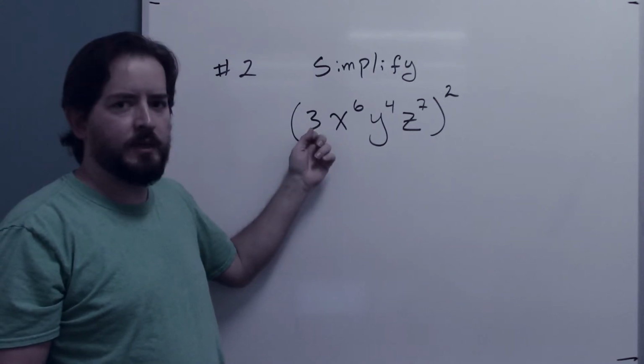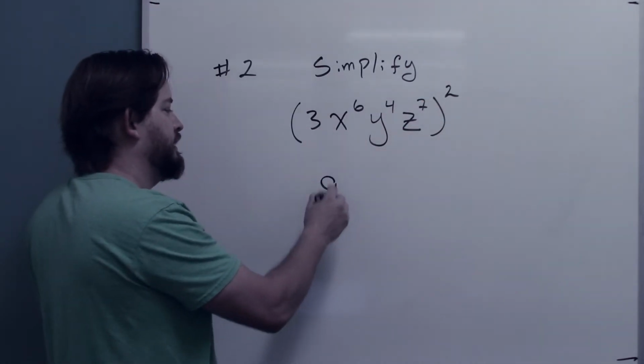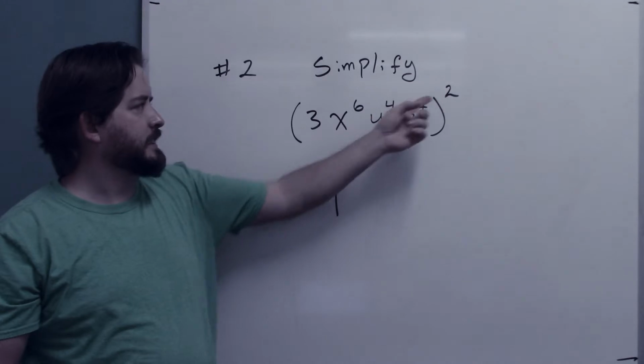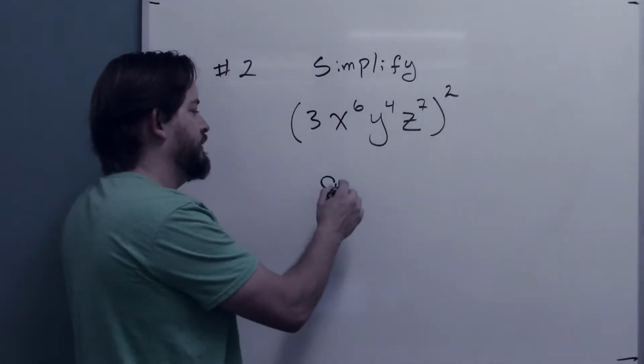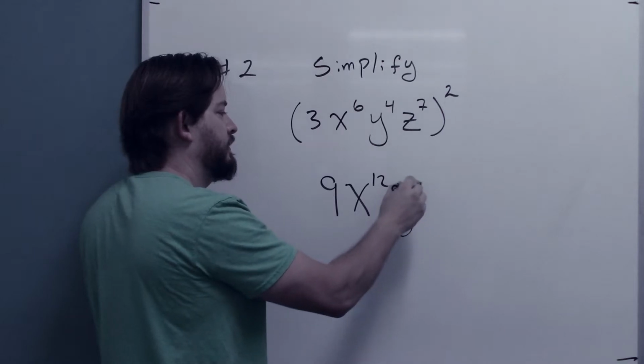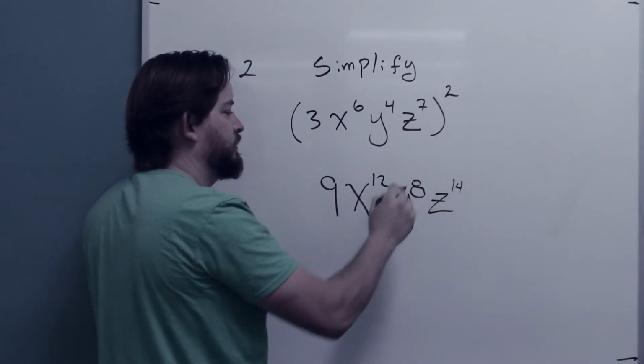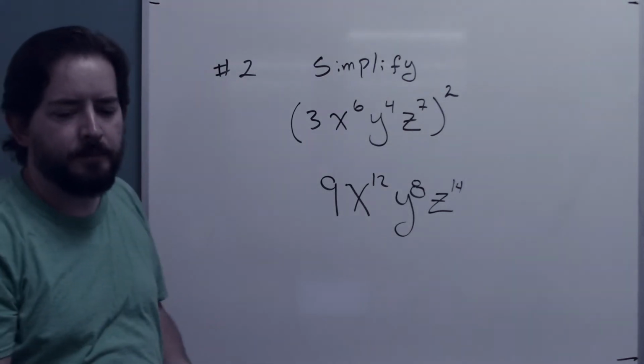The 3 is something being multiplied in here. It still gets squared. So your answer would be 9. X to the 6 getting squared is x to the 12. Y to the 8. And then z to the 14. So that's what we're looking for on that one.